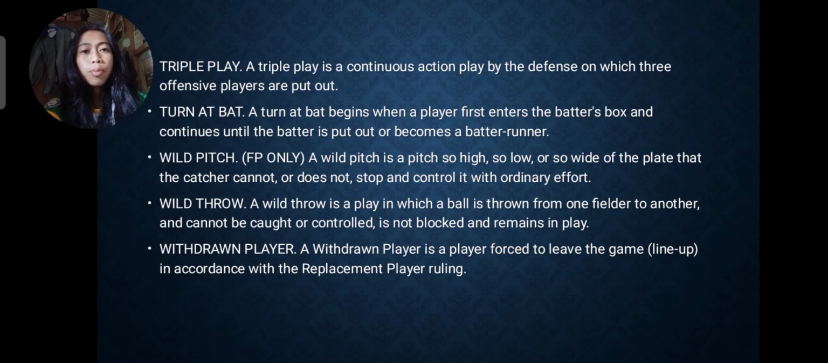Next, triple play. A triple play is a continuous action play by the defense on which three offensive players are put out. Turn at bat. A turn at bat begins when a player first enters the batter's box and continues until the batter is put out or becomes a batter runner.